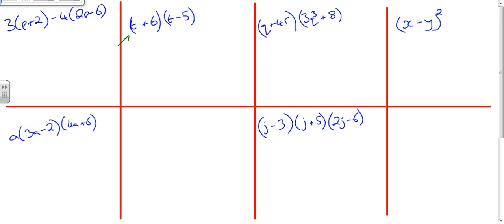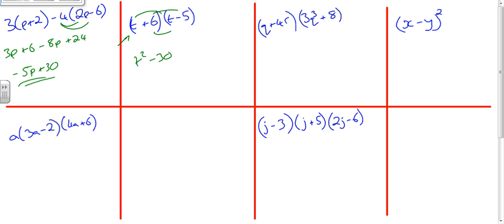So if we multiply out these brackets, it's going to be 3p plus 6. And notice this one is minus 4 times 2p, so that's going to be minus 8p. Minus 4 times minus 6 is going to be plus 24. Then we're going to simplify it, so that's going to be minus 5p plus 30. And that's the answer.